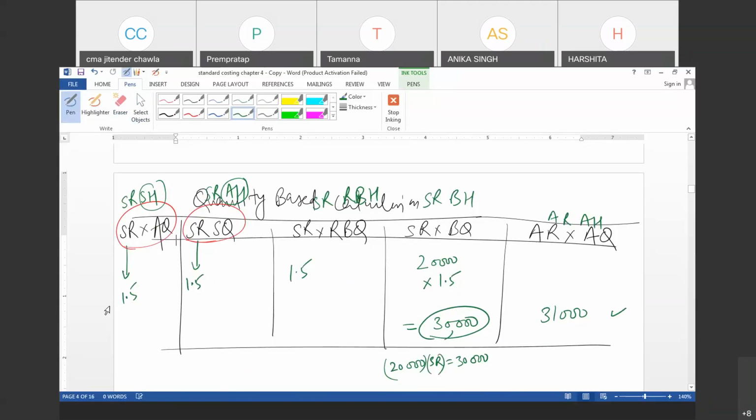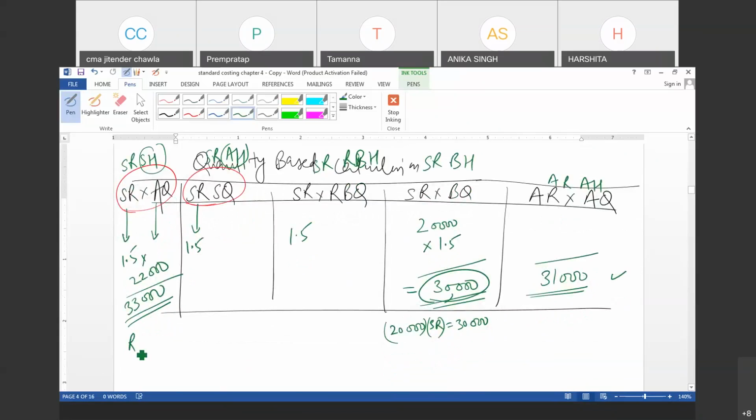Just check actual quantity. First check actual quantity. What is the actual quantity? Into my 22,000. Am I right? Am I right? 22,000. This is okay. So this figure is 33,000. This figure is 30,000. This is 31,000.